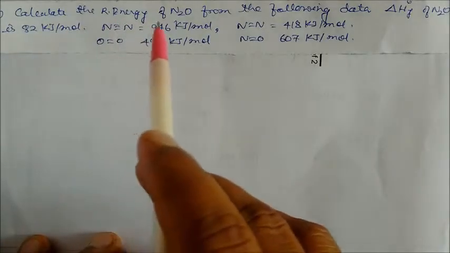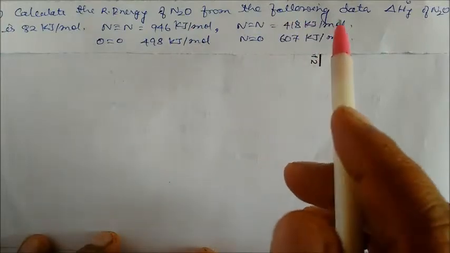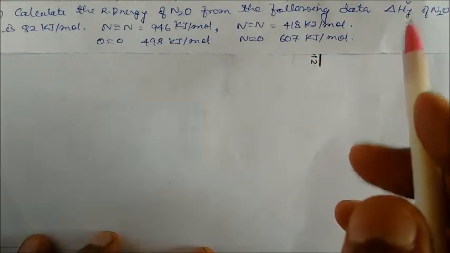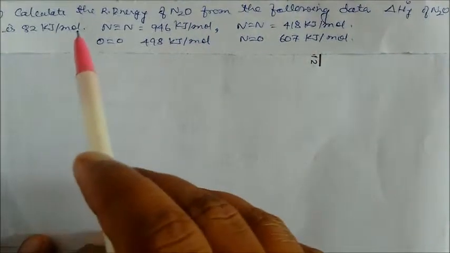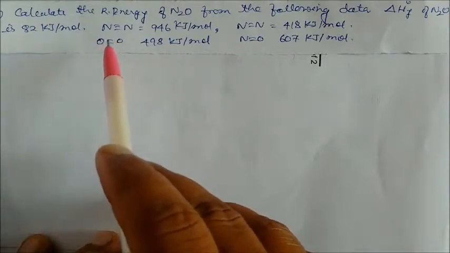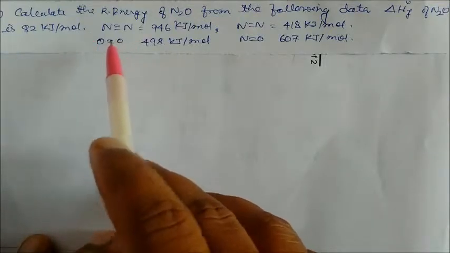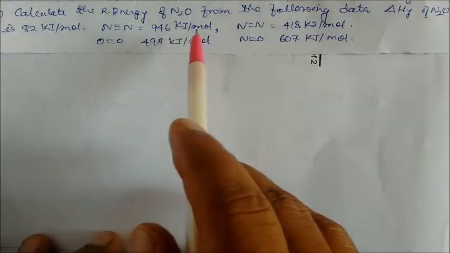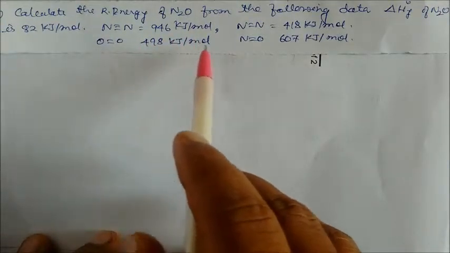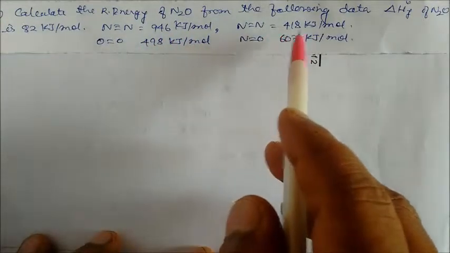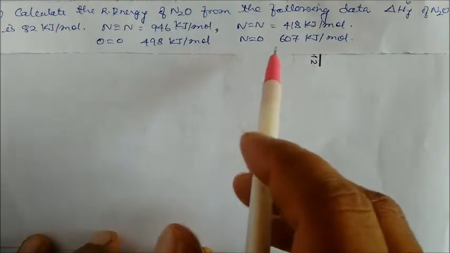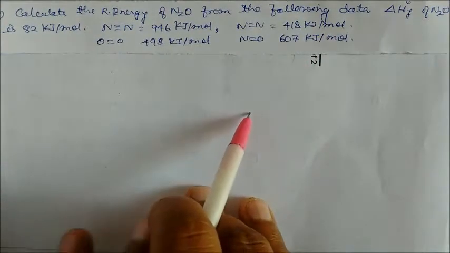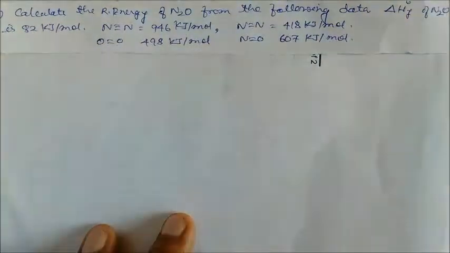Calculate the resonance energy of N2O from the following data. The heat of formation of N2O is 82 kilojoule per mole, and the bond energy of N triple bond N is 946 kilojoule per mole, oxygen is 498 kilojoule per mole, nitrogen 418, and N=O 607 kilojoule per mole. So we have to work out these reactions.